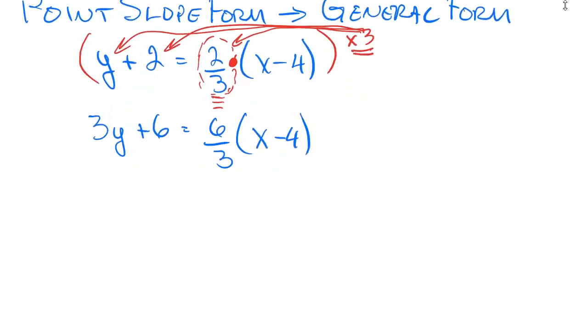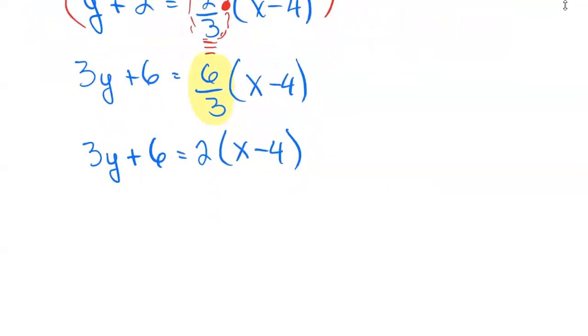And then what should happen is that this fraction should reduce, and it should reduce such that there's just a whole number. 3y plus 6, 6 over 3 reduces to 2, and then we have x minus 4. Our next step is we can't have that bracket, so we need to use our distributive property. We multiply this 2 into this bracket, gives us 3y plus 6 equals 2x minus 8. So 2 times x is 2x, 2 times minus 4 is minus 8.